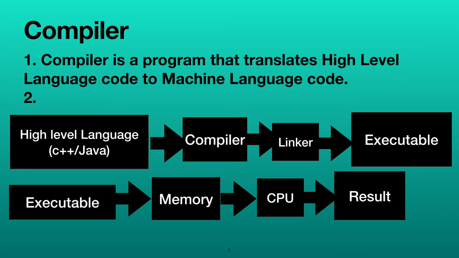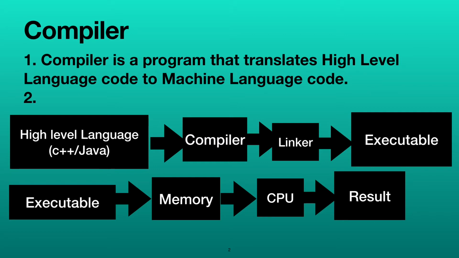Here I have a pictorial presentation where I am giving high-level language code, C++ or Java code, as an input to the compiler. The compiler compiles the code and produces an object file. Now, bigger applications may have multiple source files, so for every source file an object file is created. If there are multiple object files, then the linker combines all the object files together and links them with the standard input-output library and produces the executable.